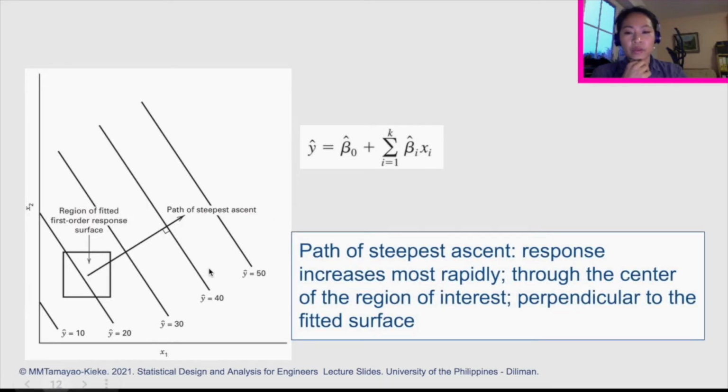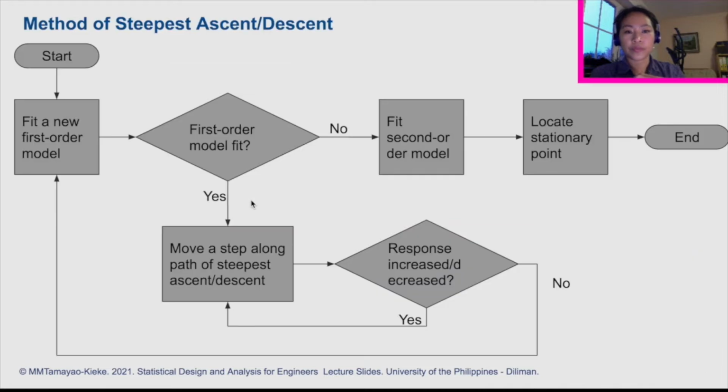So the path of steepest ascent is where the response increases most rapidly. And you achieve that, as I said, by moving perpendicular to the fitted surface. So this shows you the general algorithm for the method of steepest ascent or descent.